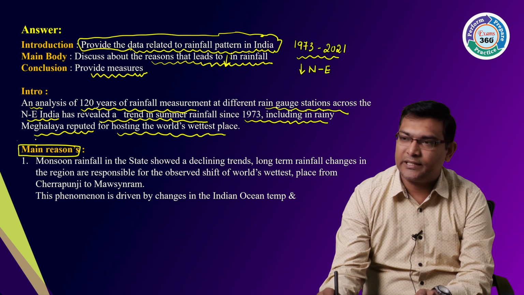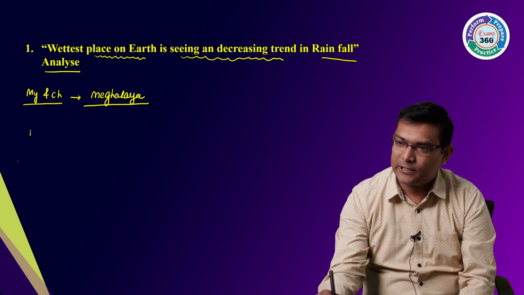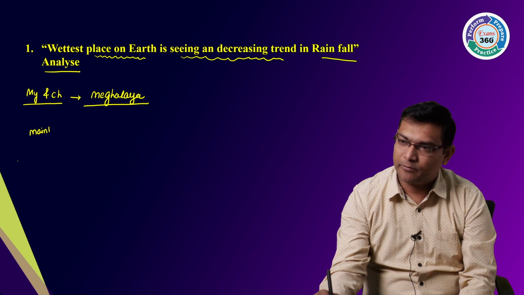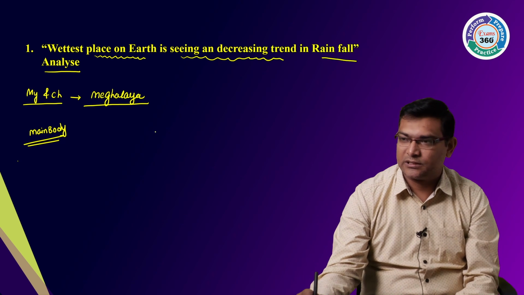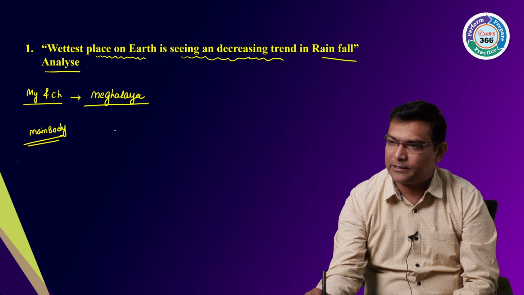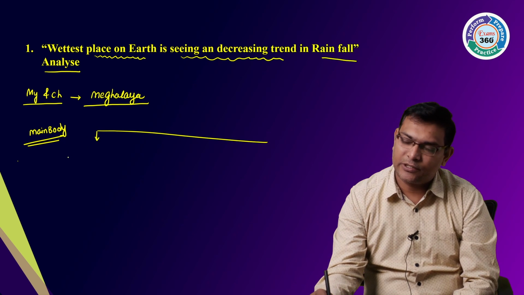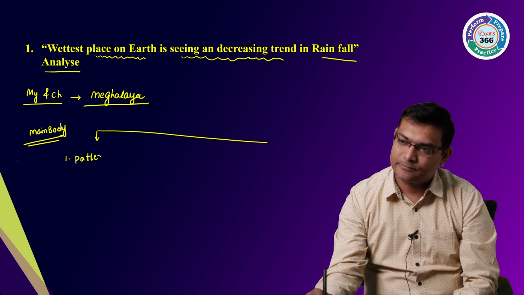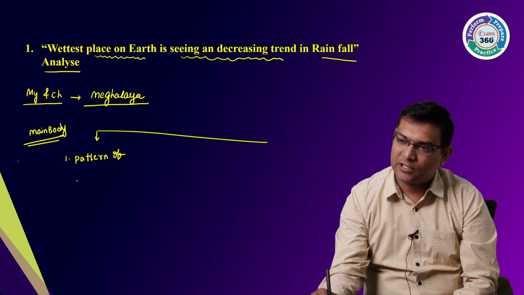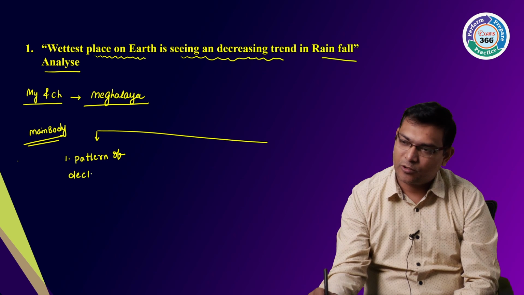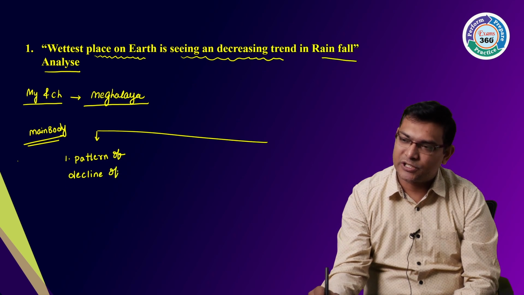See, I can write these major reasons in the main body of my answer. I can write in two ways or three ways. Like for example, the first one is related to the pattern of decline of precipitation.